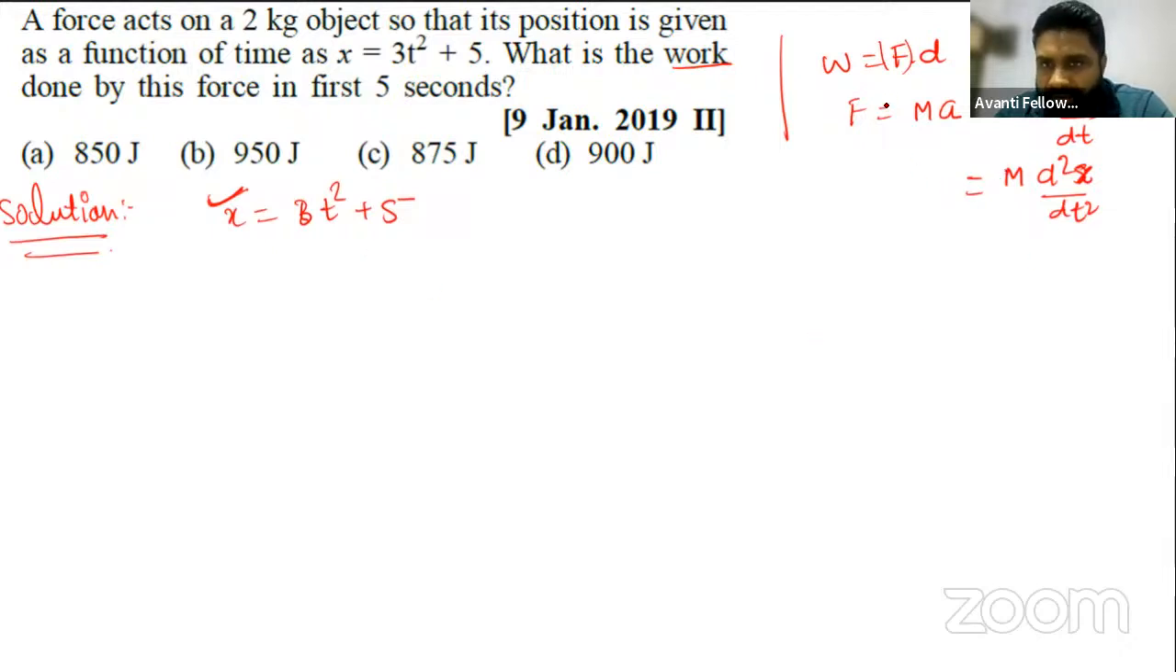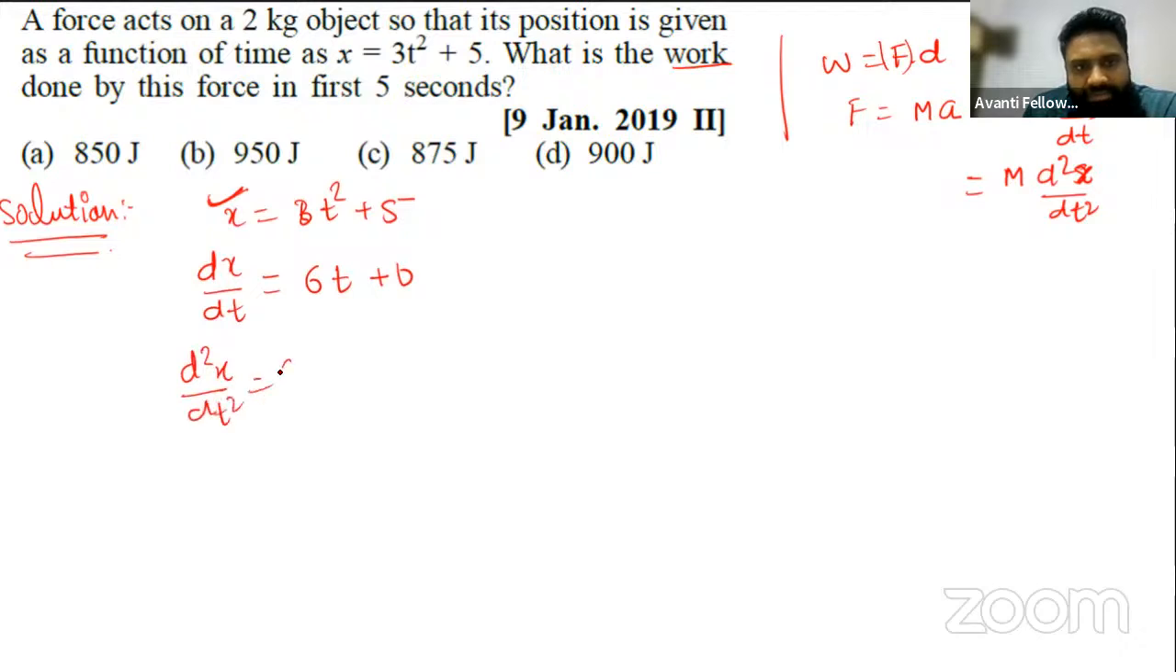Put the value of and find the value of force, and then put t is equals to 5 to calculate the displacement at 5 and calculate the work. It's very simple. So differentiate this, you will have dx by dt is equals to 6t plus 0 because the differentiation of 5 is 0. Now if you again differentiate it, it will give you d2x by dt square, which is nothing but the acceleration, which is 6. So acceleration is constant here.